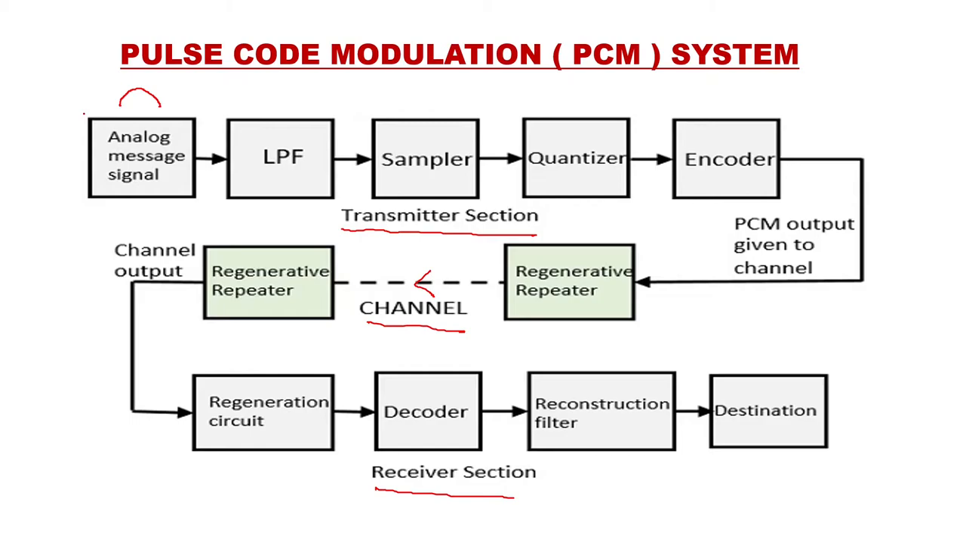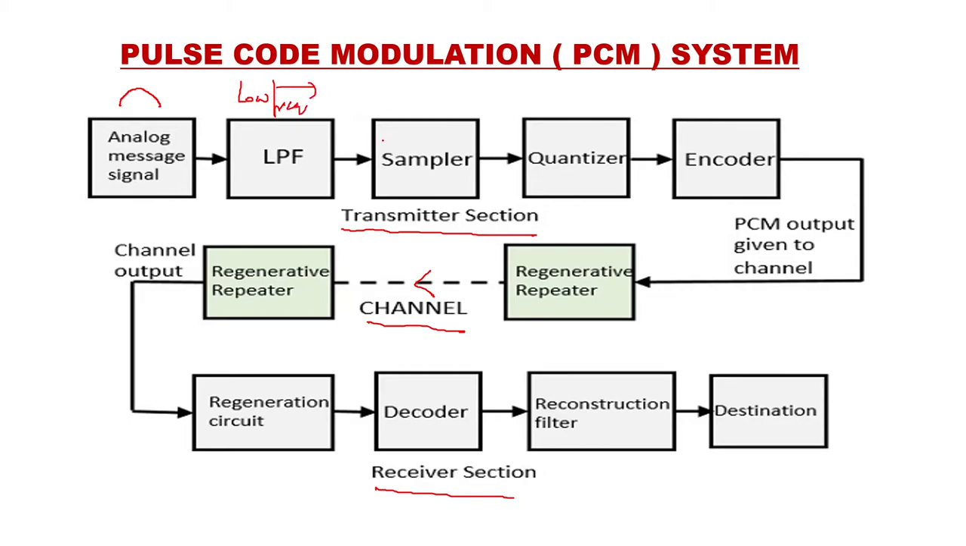Okay, then you have a low pass filter here. This low pass filter will eliminate the high frequency components present in the input analog message signal, which are greater than the highest frequency of the message signal, to avoid aliasing of the message signal. So this is going to eliminate your high frequency components, and it is going to pass only the low frequency.